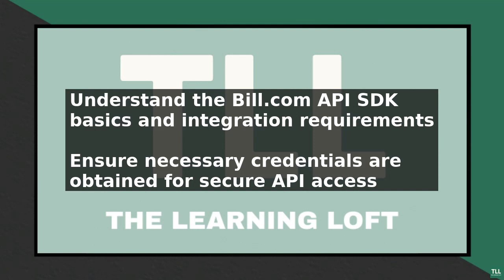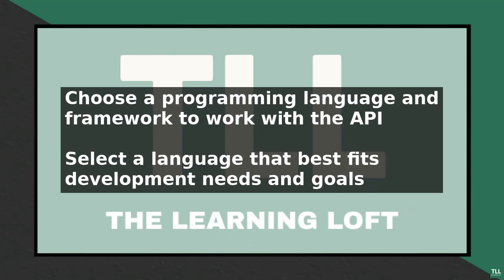Next, choose a programming language and framework to work with the API. The Bill.com API SDK supports multiple languages, including Java, Python, and C#. Select the language that best fits your development needs and goals.